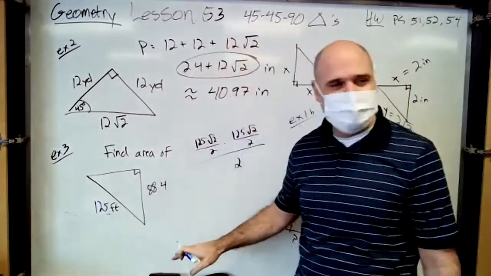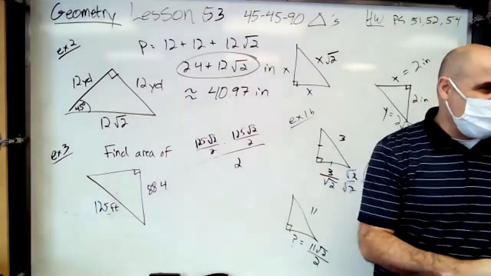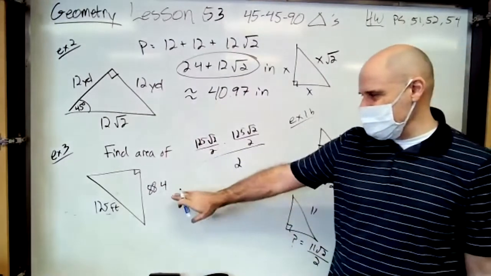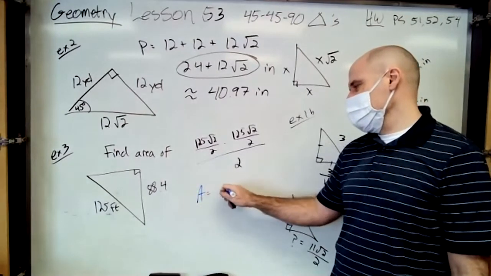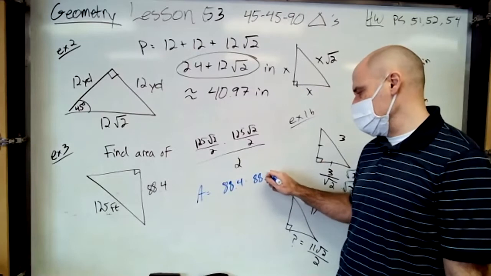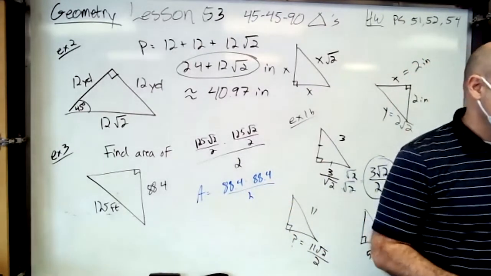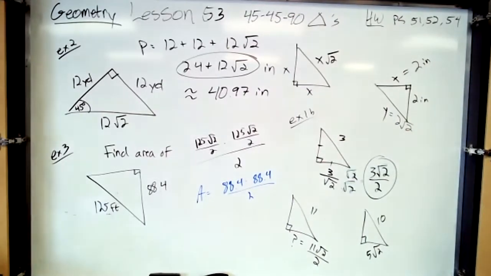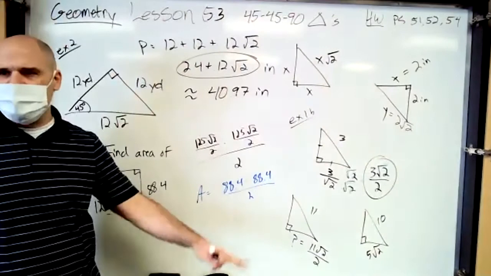Okay, so area. Good job. You could do it this way, or you could just get rid of the radicalness right away and just get 88.4. So area equals 88.4 times 88.4, because the base and the height are the same, all divided by 2. Then you get 3905 or 3906-ish.